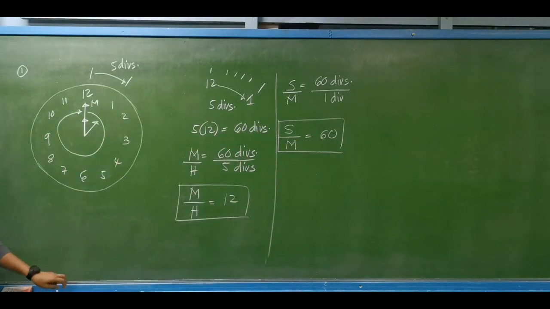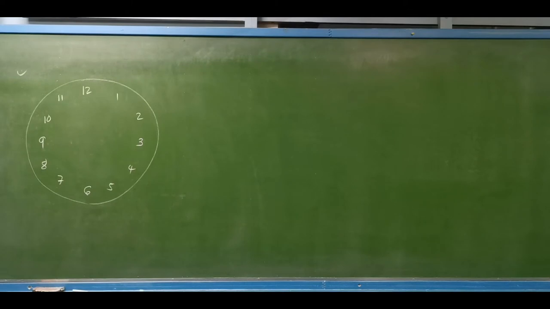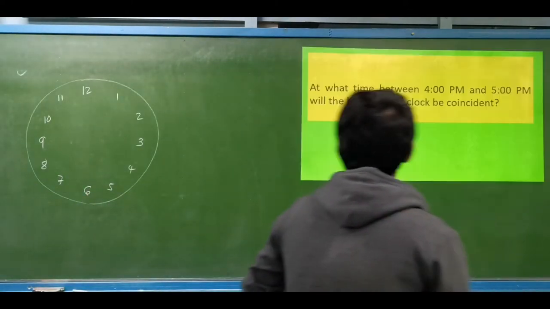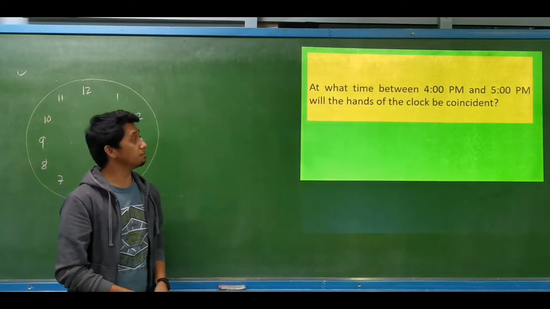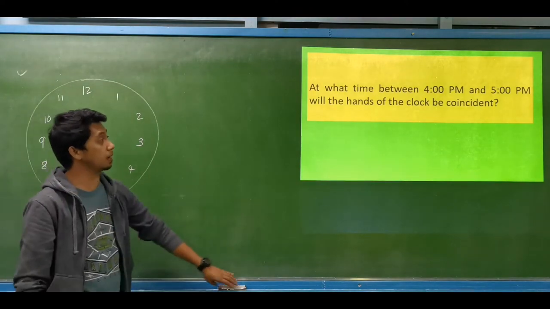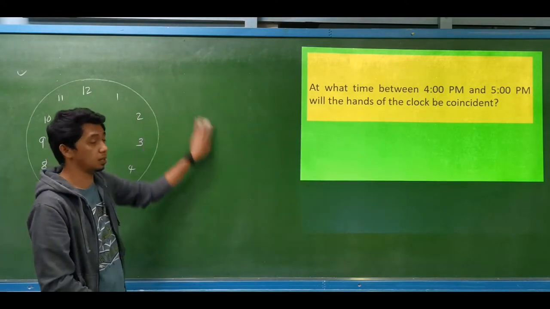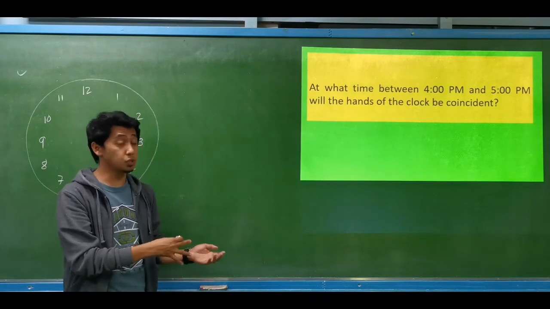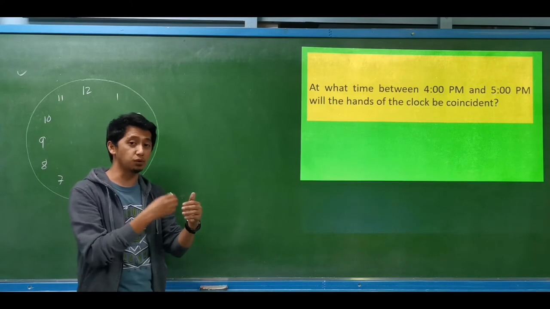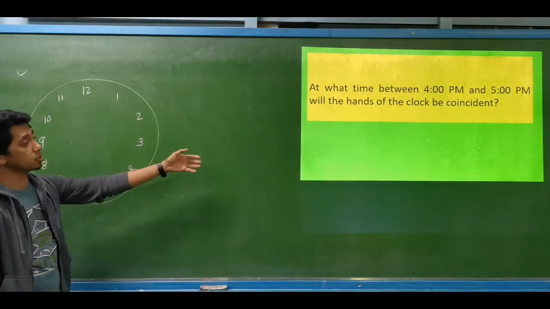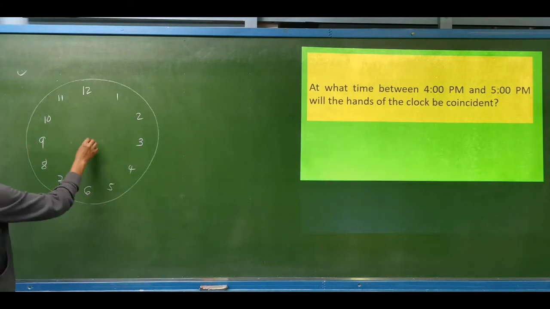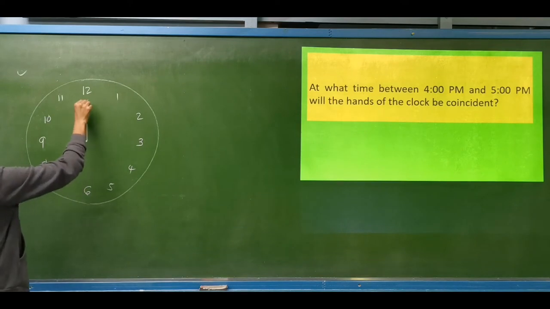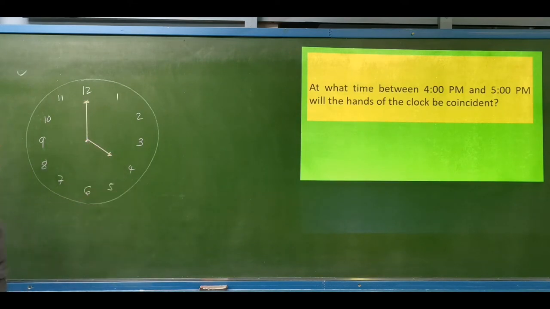So let's have our first example. At what time between 4 p.m. and 5 p.m. will the hands of the clock be coincident? When we say coincident, they are pointing in the same direction, or one hand of the clock is over the other. Let us establish our reference time. Usually our reference time is the earlier time given, and that is 4 o'clock. This is our reference time.